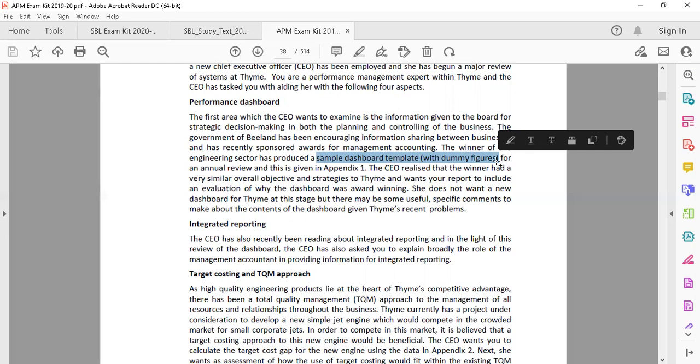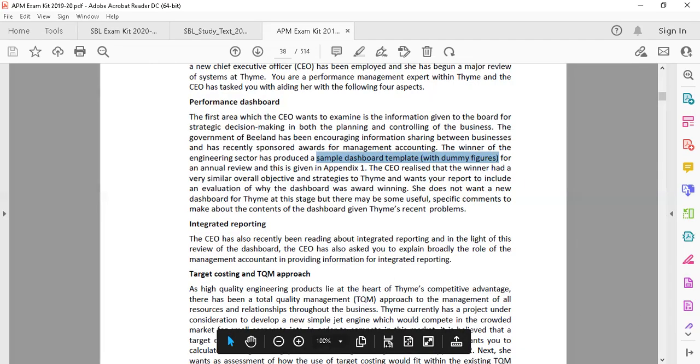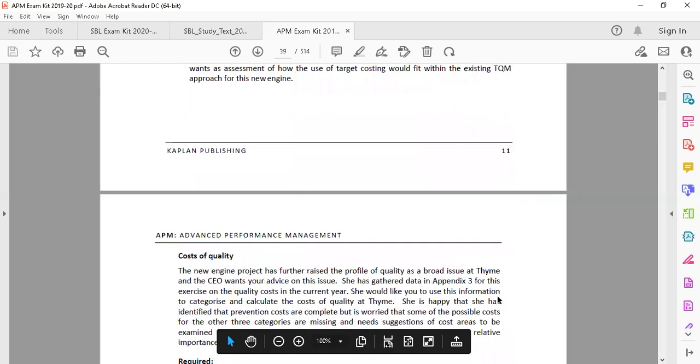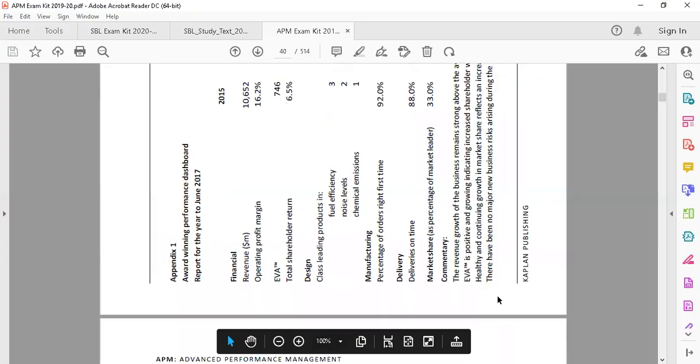The CEO realized that the winner had a very similar overall objective and strategies to Time and wants your report to include an evaluation of why the dashboard was award winning. So we need to comment about that. When we look into Appendix 1, this is Appendix 1.